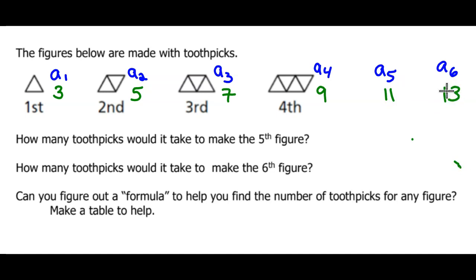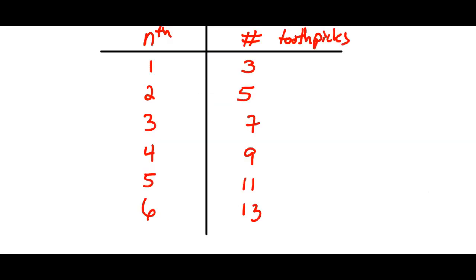It says, can you figure out a formula to help you find the number of toothpicks for any figure? Make a table to help there. So let's make a table. Here's the table I made. This is the nth term, so this is like our a sub 1, a sub 2, a sub 3, and so forth. And this is the number of toothpicks in it.